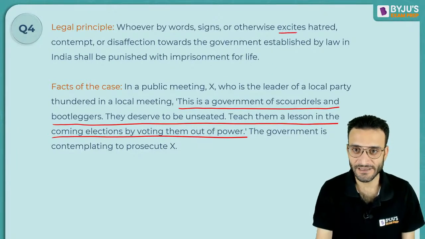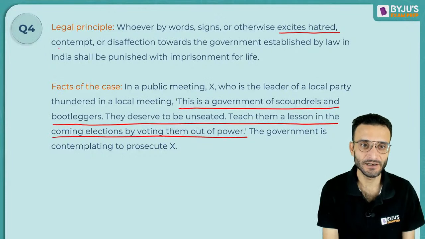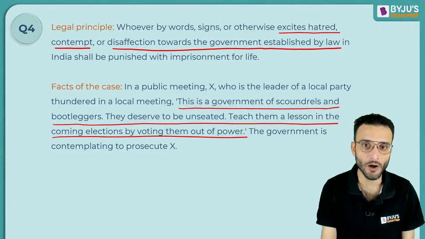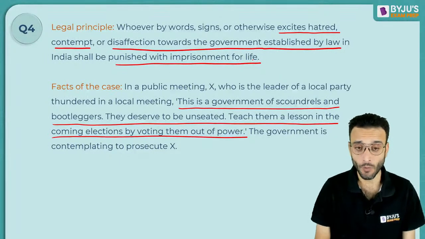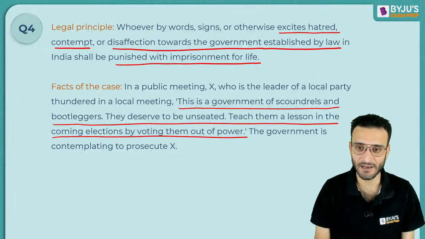If a person is exciting hatred, contempt or dissatisfaction towards a government established by law, he will be punished with imprisonment for life. Now, what does this man say? This is a government of scoundrels and bootleggers. They deserve to be unseated. Teach them a lesson in the coming election by voting them out of power.